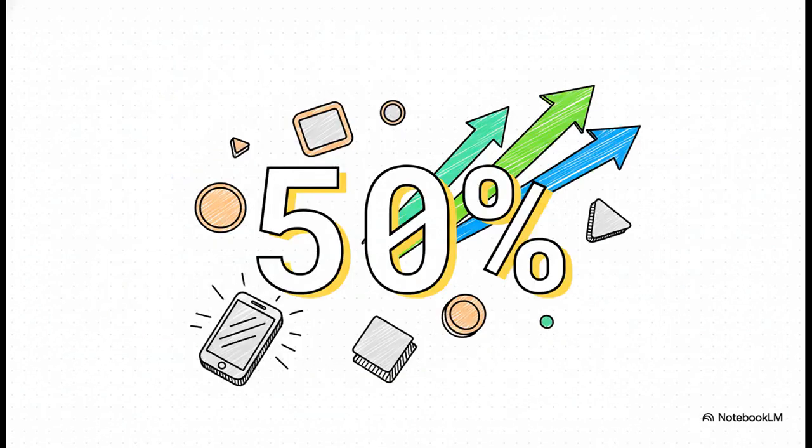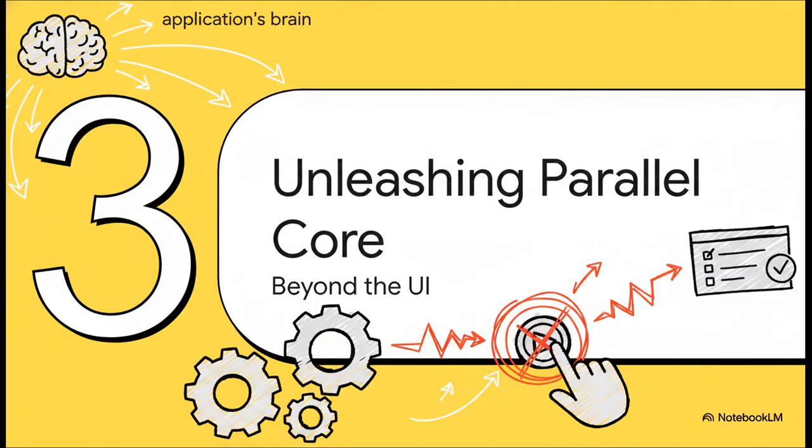And yeah, you're seeing that number right. 50%. We're talking about a potential 50% jump in raw graphics performance. And honestly, the best part? Developers can get this boost by adding just one single line of code. That's it. This is a massive game changer, especially for visually rich UIs on mobile devices, where every single millisecond counts.